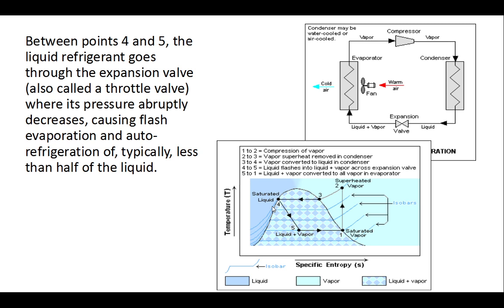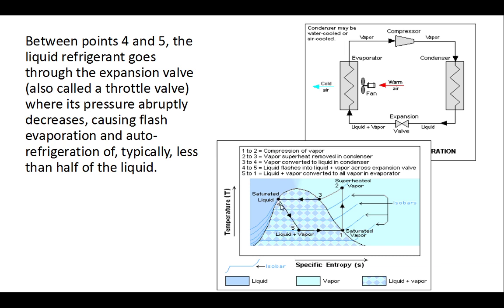Between points 4 and 5, the liquid refrigerant goes through an expansion valve, also called a throttle valve, where pressure abruptly decreases, causing flash evaporation and auto-refrigeration of typically less than half the liquid. So that's the expansion valve here. You can see this there. And we're going to go into this region here.